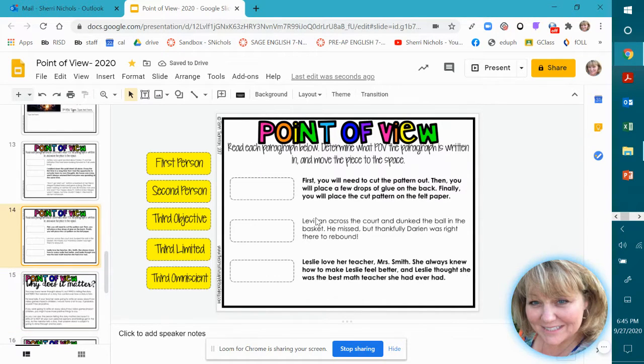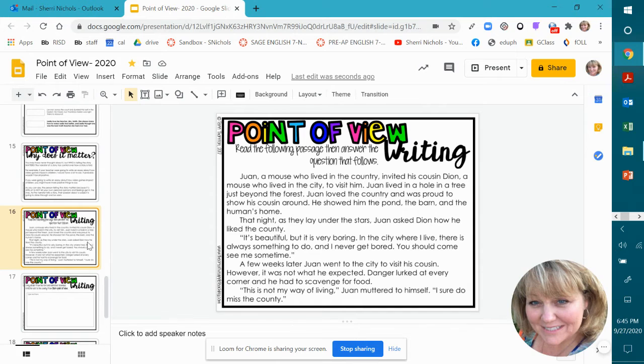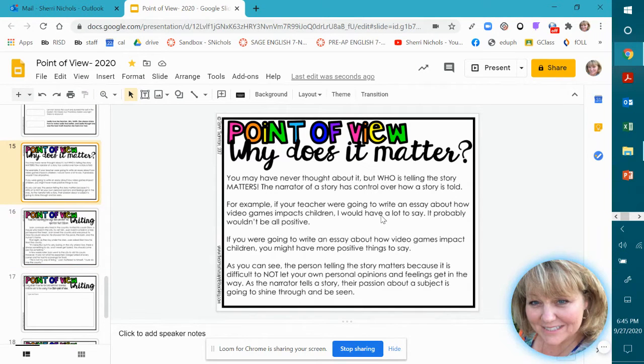Same thing for this one. Read the short text and decide whether it's first person, second person, third person objective, third person limited, or third person omniscient. Now, read this information of why does it matter, because it really does matter.